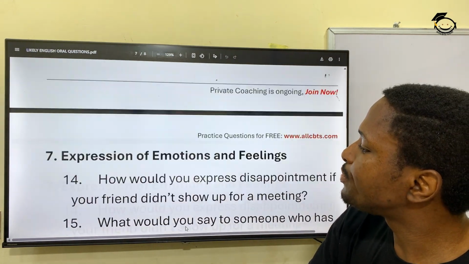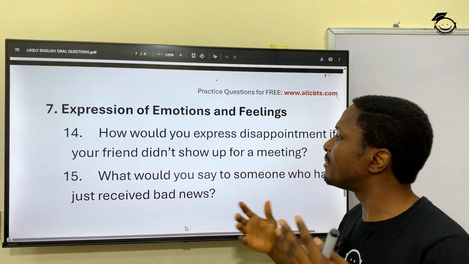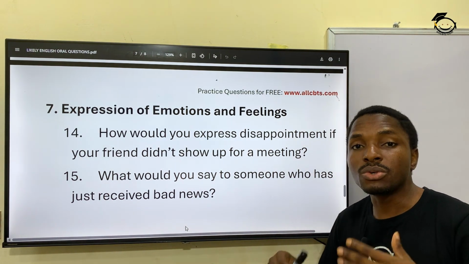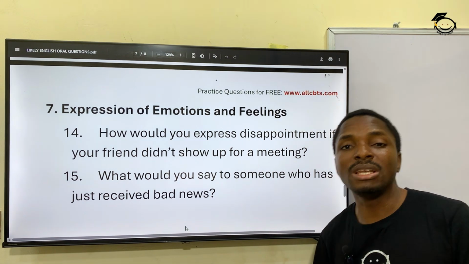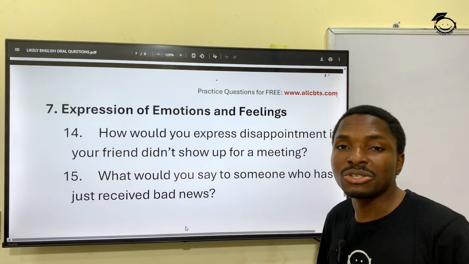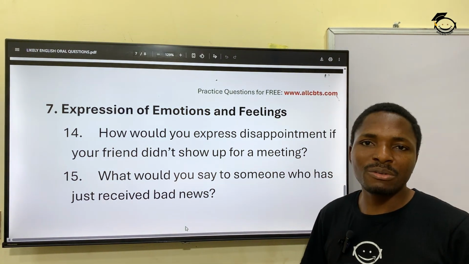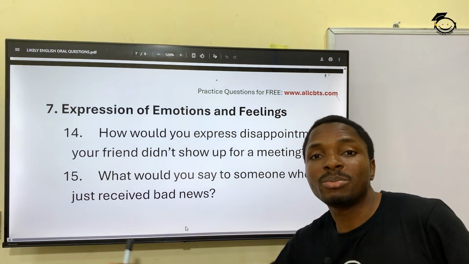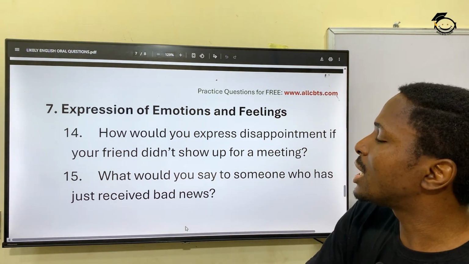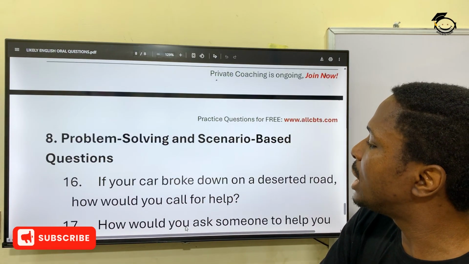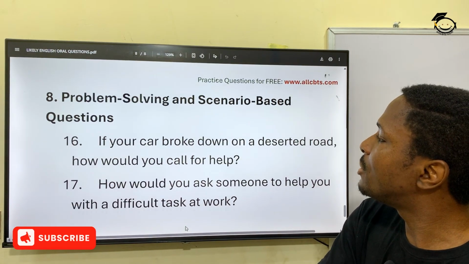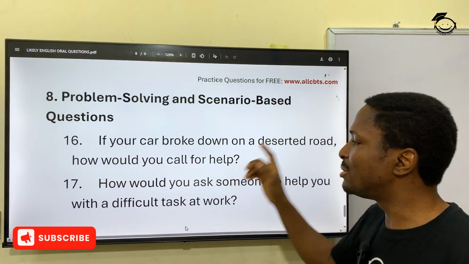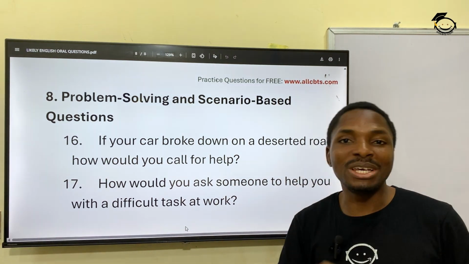Then 7, expression of emotions and feeling. I saw a lot of these questions when I was going through the past questions. How would you express feeling? How will you express dissatisfaction? How will you express approval? So you might say, in 100 words, how would you express this? So that's what we're going to check. And then section 8, problem solving and scenario-based questions. Yeah, if your car broke down, how do you get help?